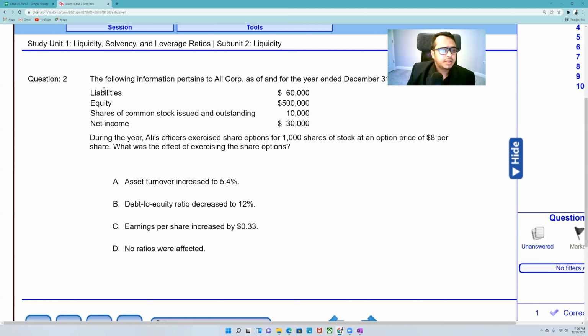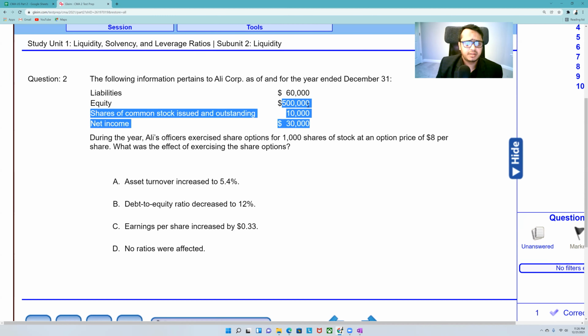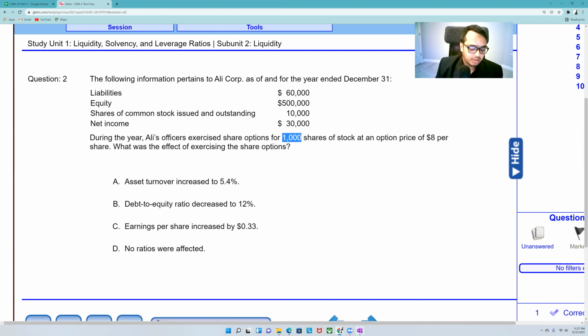Then the next question. During the year, Ali's officers exercise share options for 1,000 shares of stock at an option price of $8 per share. What was the effect of exercising the share options? Let's read the question. The following information pertains to Ali Corporation as of and for the year ended 31st December: liabilities are 60,000, equity is 500,000, shares of common stock are 10,000 and net income is 30,000. What will be the effect if 1,000 shares are issued at $8?